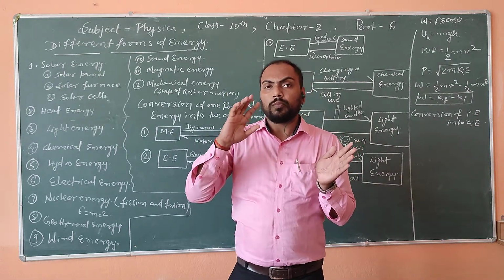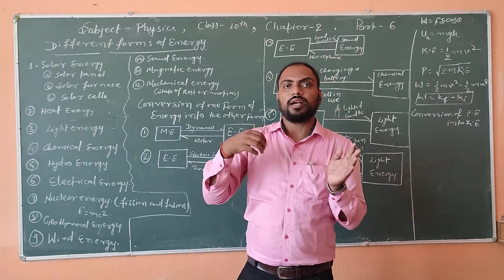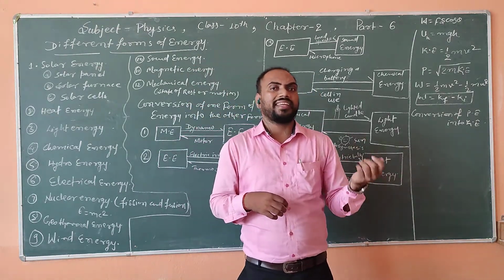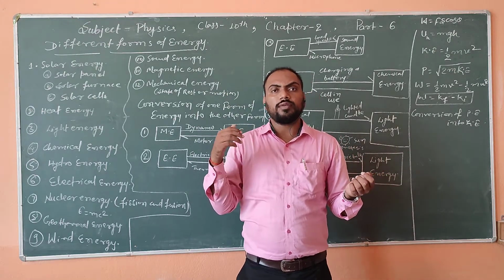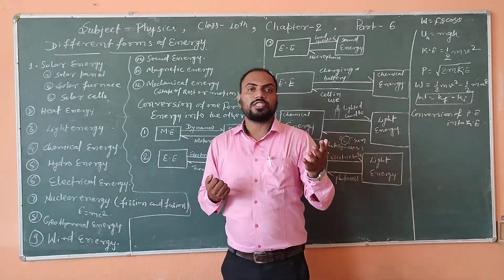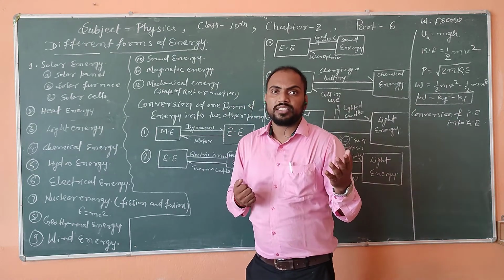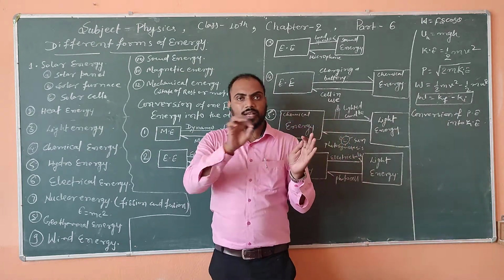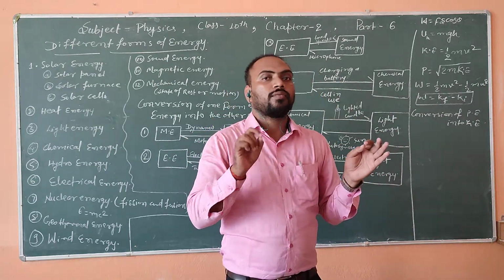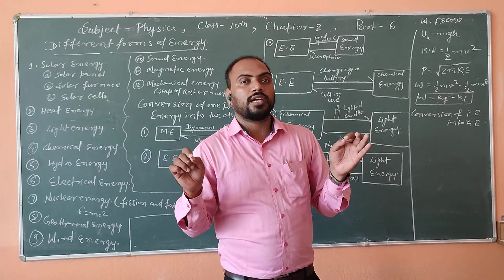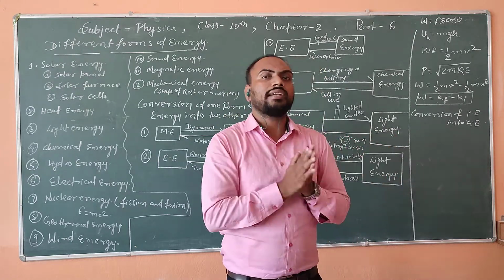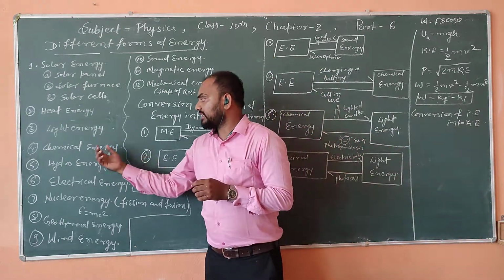The body which loses electrons becomes positively charged, on higher potential, while the body which gains electrons becomes negatively charged, on lower potential. If we connect them through a conductor, the electrons start flowing from the negative to the positive terminal, and current flows from the positive to the negative terminal, which makes electrical energy.